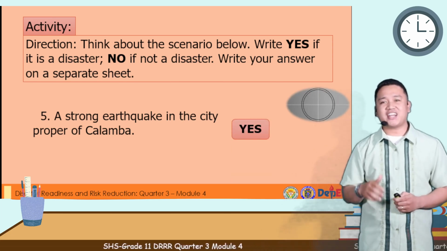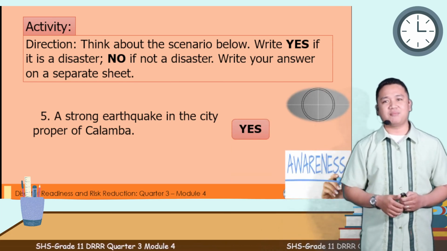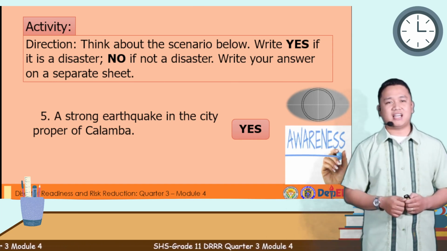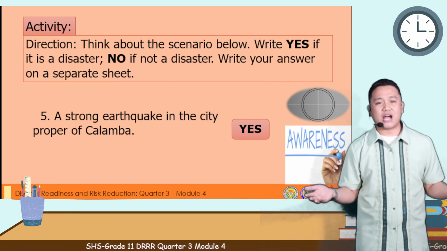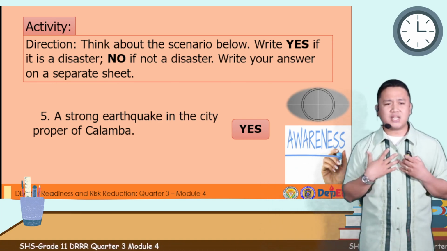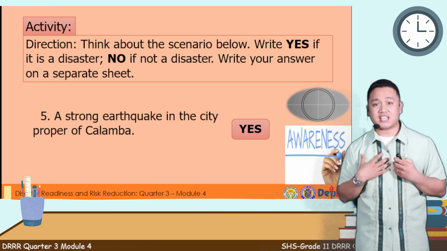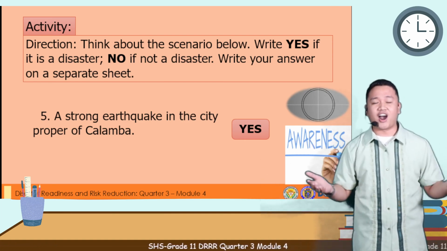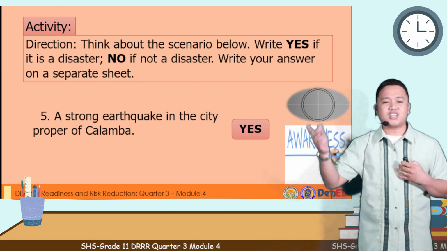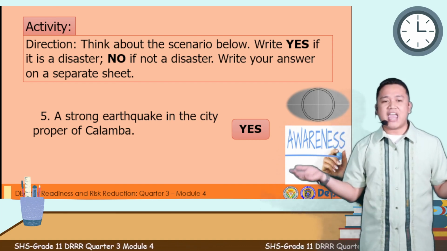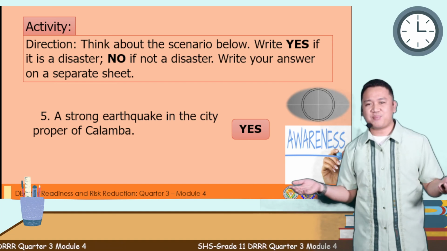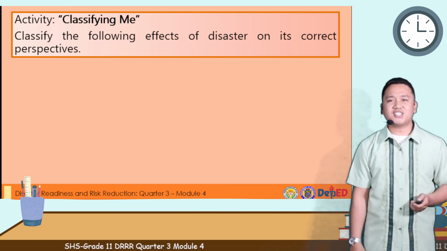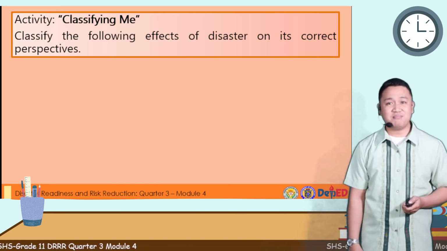Okay, if your answer is yes, then you are correct, because there is an attack to a certain community in Calamba. Therefore, if we encounter such disaster, each individual must be aware of the effects of such disaster, because we cannot stop natural disasters, but we can arm ourselves with knowledge so that many lives wouldn't have to be lost if there was enough disaster preparedness. Thank you. Let's move on to the next activity, classifying me.